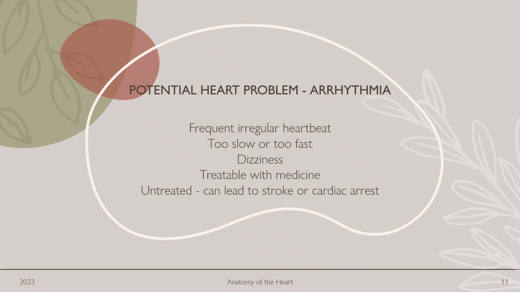One potential and relatively common heart problem is called an arrhythmia. The heart is a complex organ and lots of things can go wrong when parts malfunction. Arrhythmias are pretty common. An arrhythmia is a frequent, irregular heartbeat. This can mean that during rest, the heart beats either too slowly, too quickly, or skips beats too frequently. The most common symptom of an arrhythmia is dizziness.